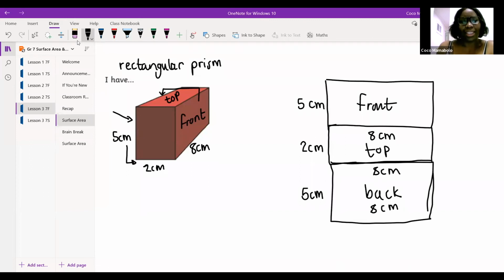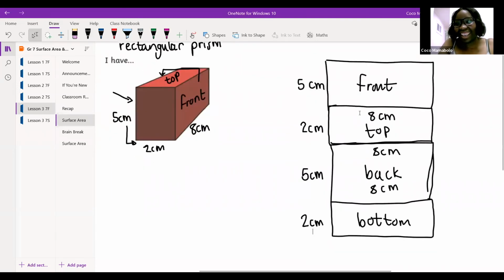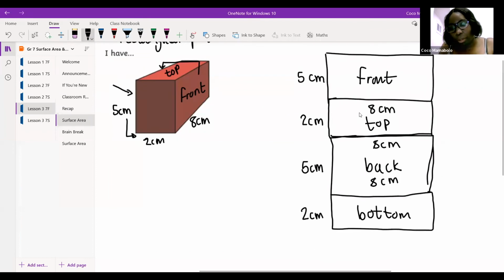Excellent, Zukiswa. The bottom and the top look exactly the same. So I'm going to draw another rectangle that looks like the top, except I'm going to name it bottom. It's actually the bottom, and it's going to have the same dimensions. It's going to have 2 centimeters, and it's going to look like the top. So the side is 8 centimeters. Now I'm missing something because this is 4 faces. What's missing, guys?